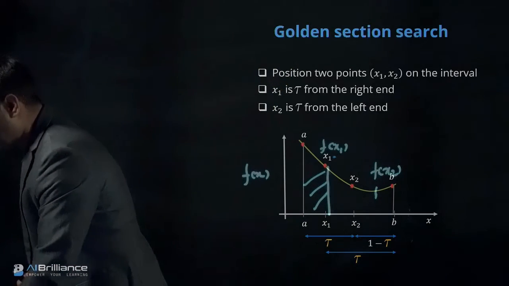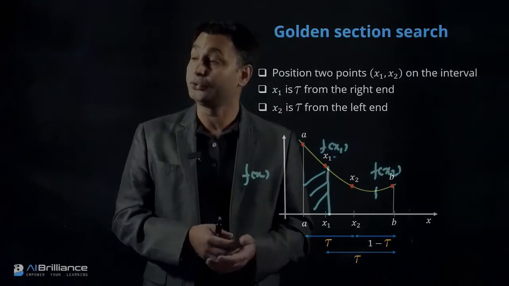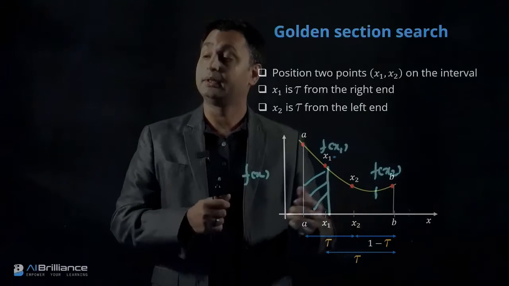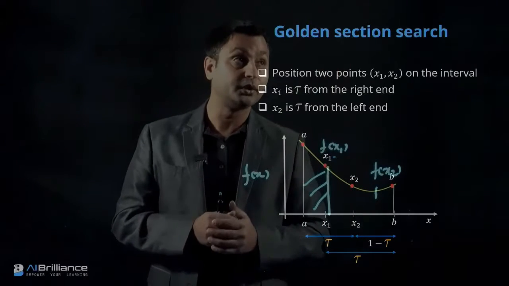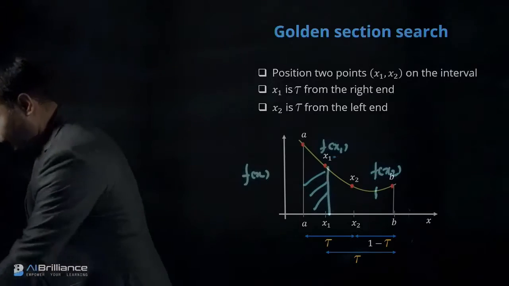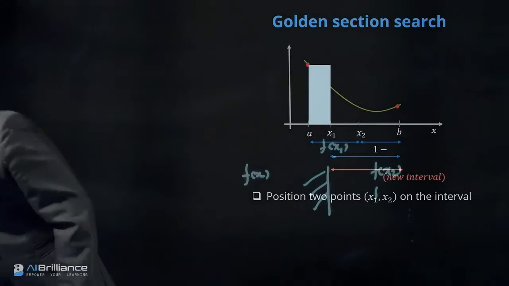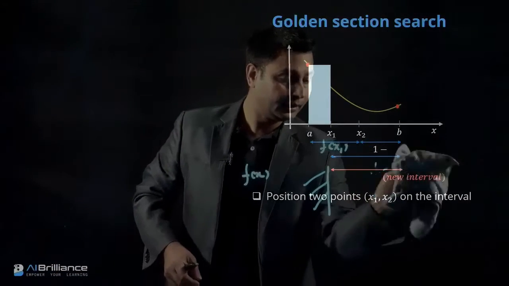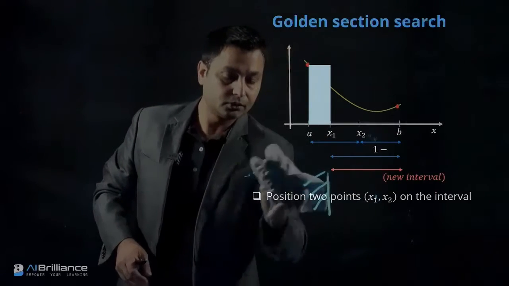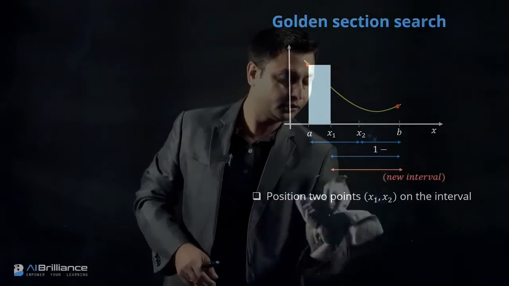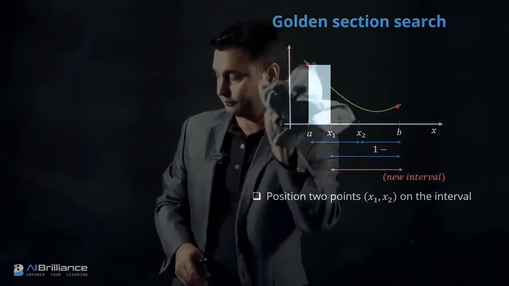So let's see what is a good value of tau to use in this algorithm in general, and that is where the name golden section comes from. Okay. So let me erase what I have here and then quickly show you how the golden section ratio derivation comes into picture. Okay.